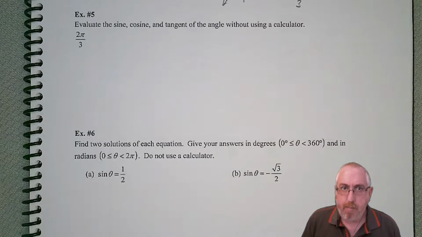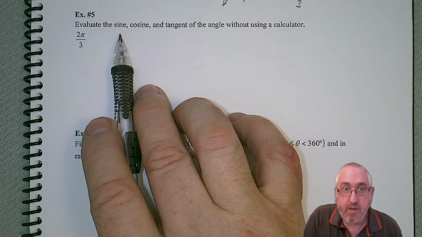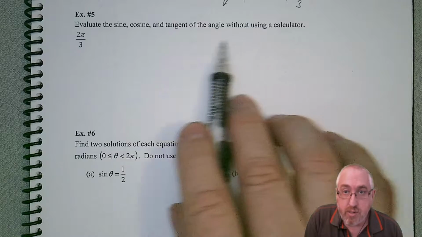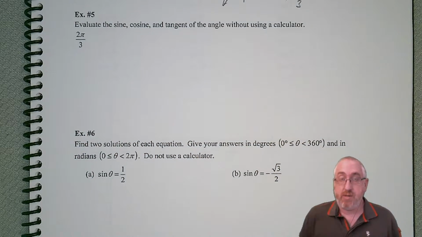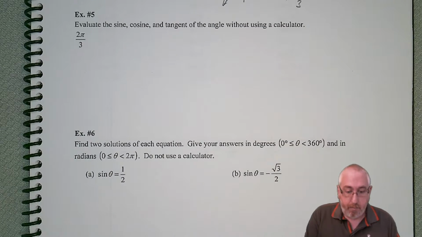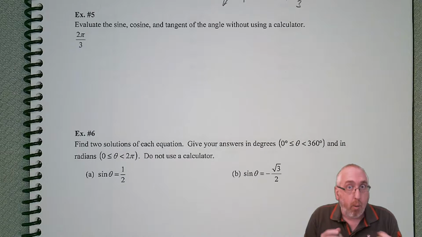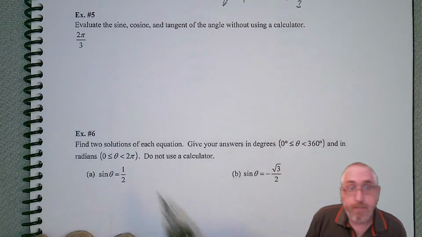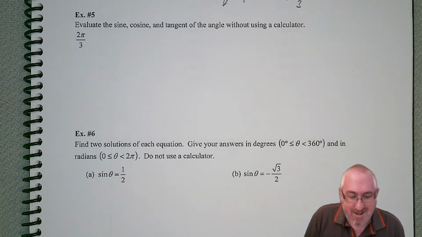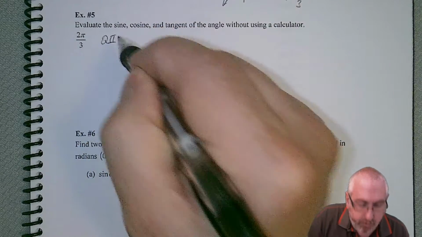All right, now let's try to apply that a little bit. So if we have to evaluate the sine, cosine, and tangent of the angle without using a calculator, and we have 2 pi over 3, well, let's first start with our reference angle again. Because once we know what quadrant we're in, then we know what the positives and negatives need to be for those different trig values. So, well, what quadrant are we in? Well, if you do a little bit of thinking, you should be able to determine that this is quadrant 2.